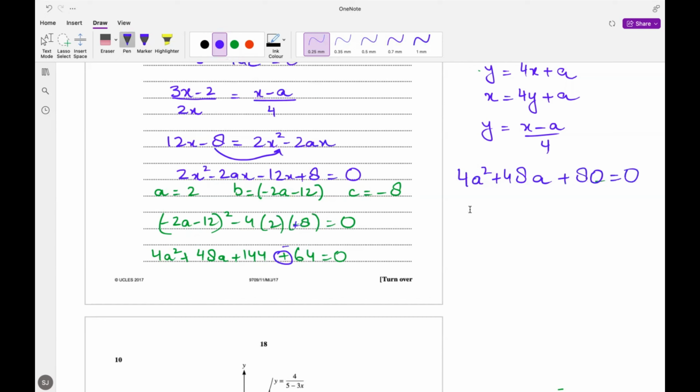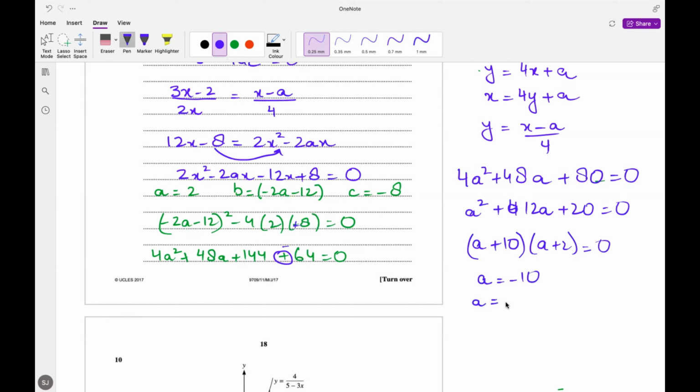To factorize this, we can first divide the whole equation by 4. So this will become a squared plus 12a plus 20 is equal to 0. Factorizing this will become a plus 10 and a plus 2 is equal to 0. The two values of a will be a equals minus 10 and a equals minus 2.